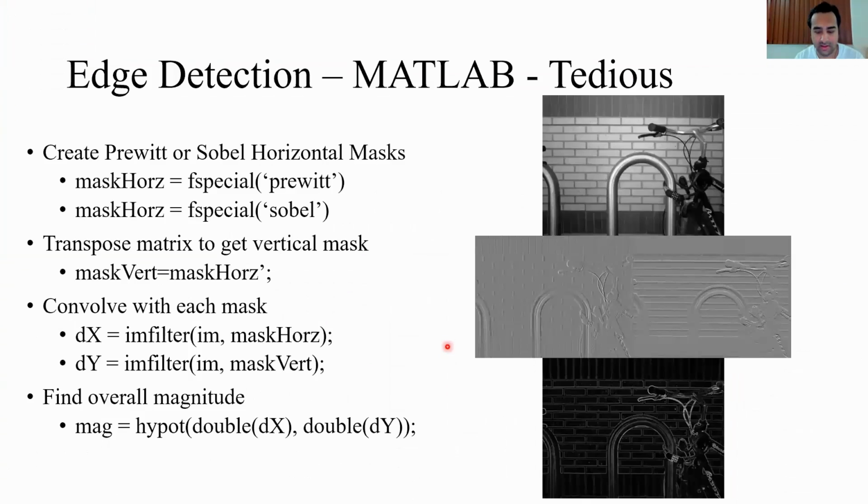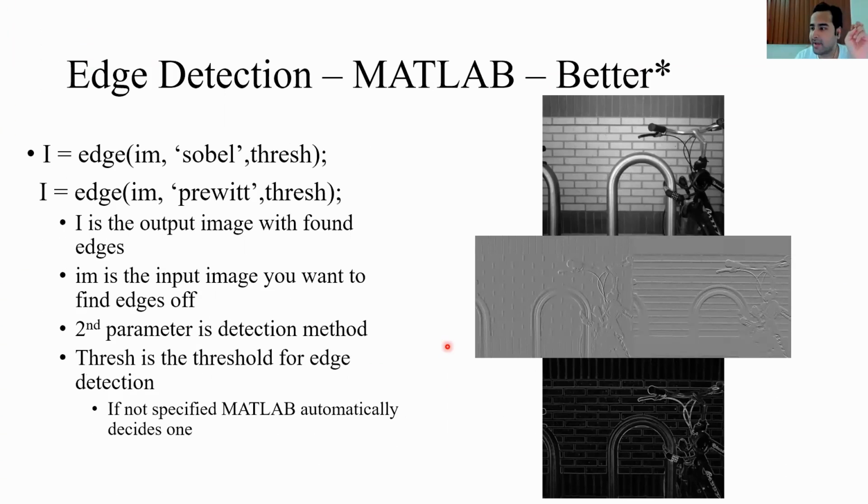Now, the better way, quote unquote, is if you instead use MATLAB's edge command directly, and you give it the input of what algorithm you want, and you give it a threshold of what counts as an edge and what doesn't count as an edge. So if you don't apply a threshold, MATLAB just tries to figure out what the best threshold should be for your image, and tries to work based off of that.